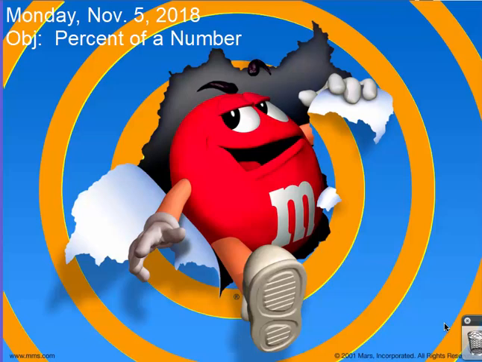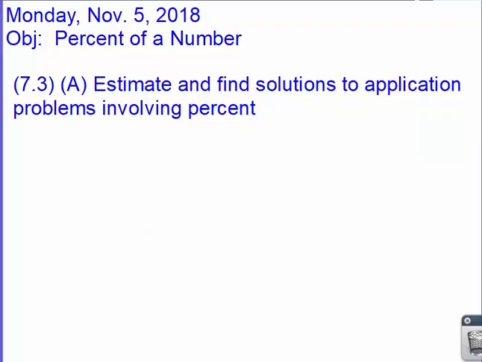Hello class. Today we're going to look at percent of a number. The reason why we're looking at this is because we have a standard that says that you have to be able to estimate and find solutions to application problems involving percent. So in order for us to do that, we have to know how to find percent of a number.